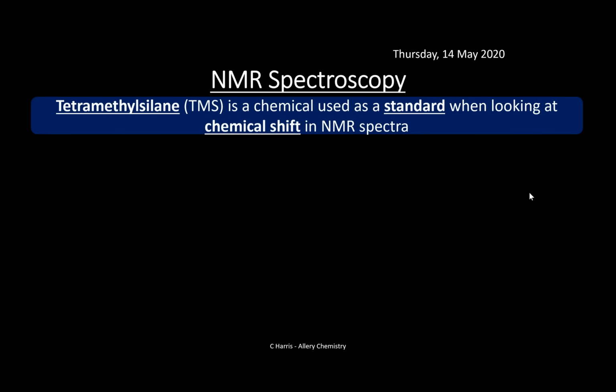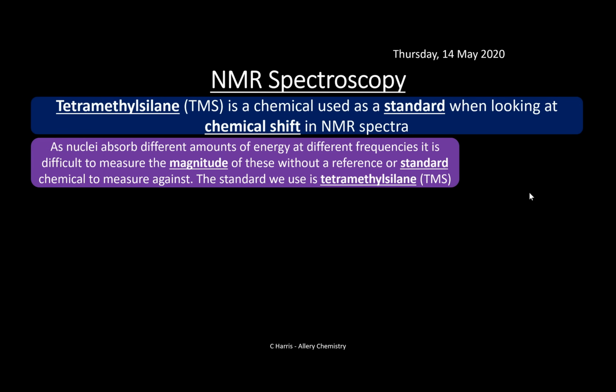Tetramethylsilane. Okay, so TMS is a chemical that's used as a standard when we're looking at chemical shift in NMR spectra. Okay, so this is quite important because you're going to need to know how to spot this and why it shows the peak that it does. So nuclei absorb different amounts of energy at different frequencies, and it's really difficult to measure the magnitude of this without reference to a standard chemical to measure it against. Okay, so you've got to have a reference, you've got to have a benchmark. Otherwise, if you don't have a benchmark, you don't know how much energy is being absorbed. You don't know if that's large, you don't know if that's small.